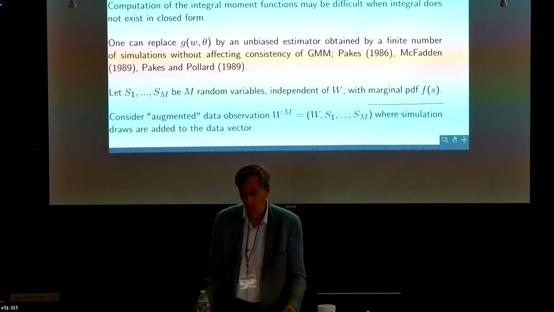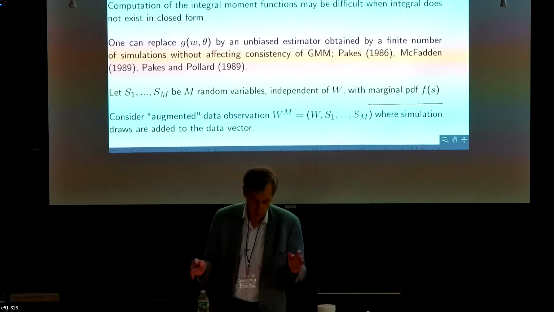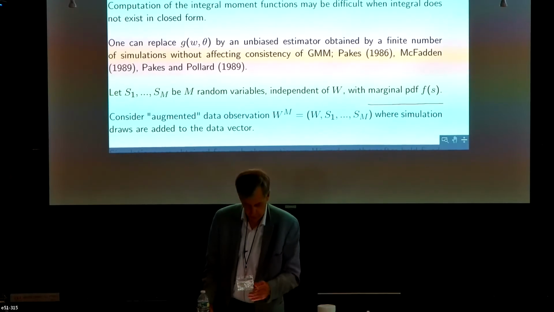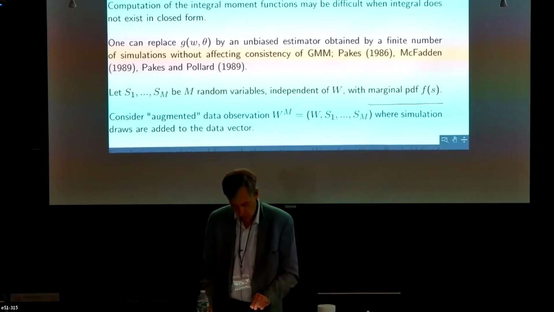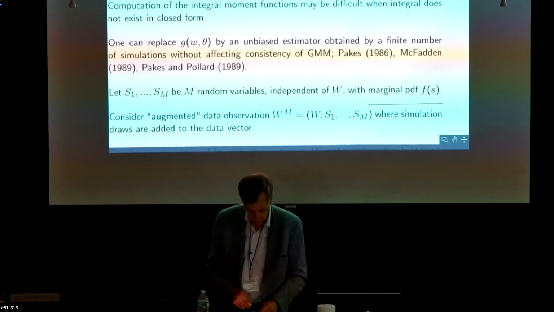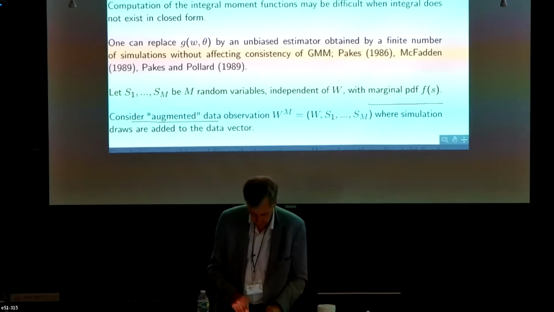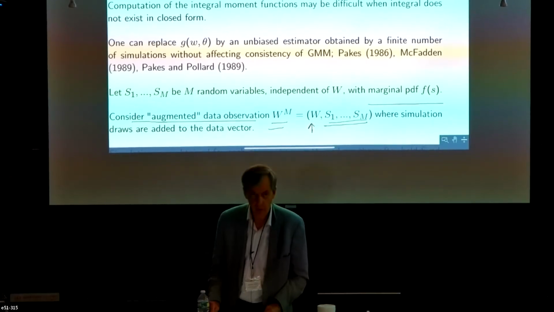You know, invert a CDF to do that, or if it's normals, there's easy software to draw normals. So we're just going to draw them from whatever f of S is, and we're going to draw m of them for each observation. So for each W, there are these S1 through Sm associated with W, and we'll consider an augmented data observation. This is one way to do the notation. There are other ways. Wm consists of the original data plus these simulation draws.